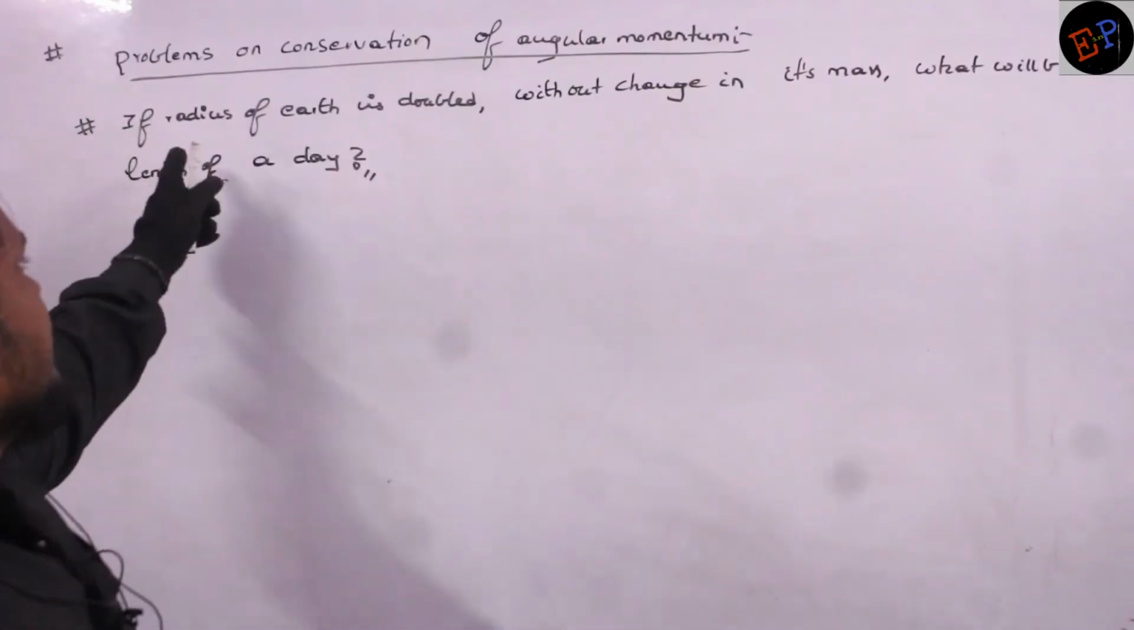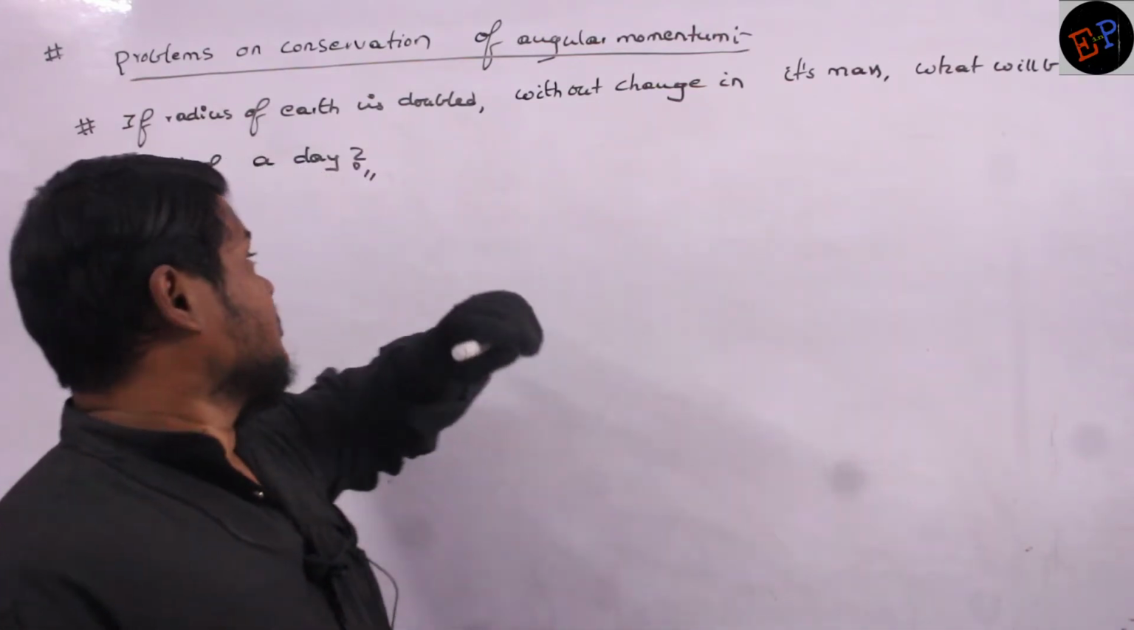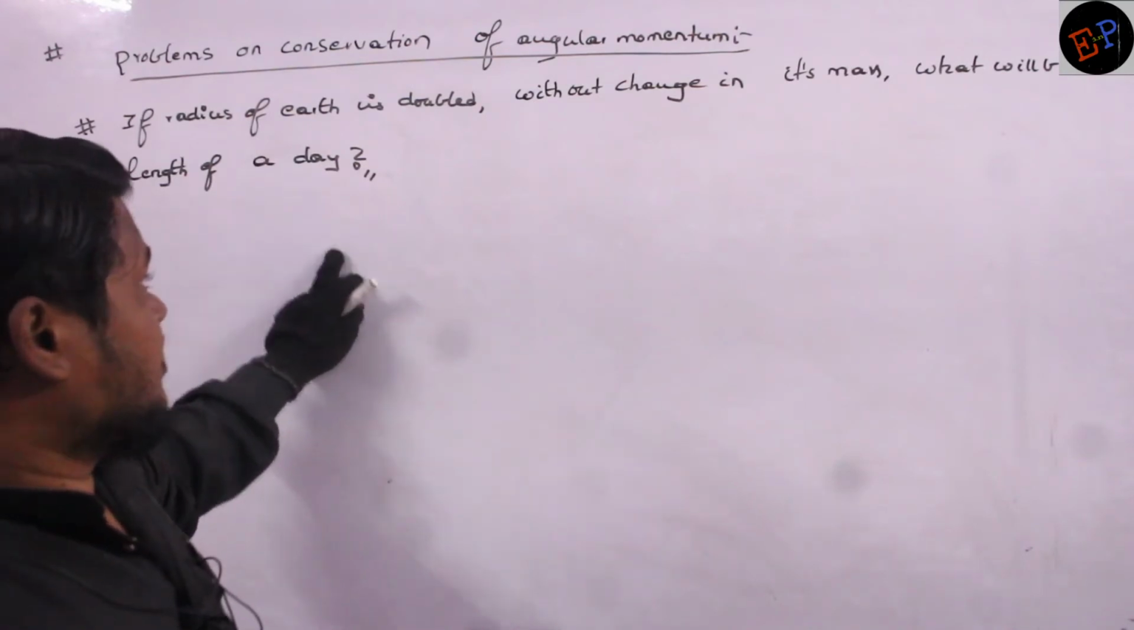Now can you say how conservation of angular momentum works? First question. If the radius of the earth is doubled without a change in its mass, what will be the length of a day? Are you able to understand?